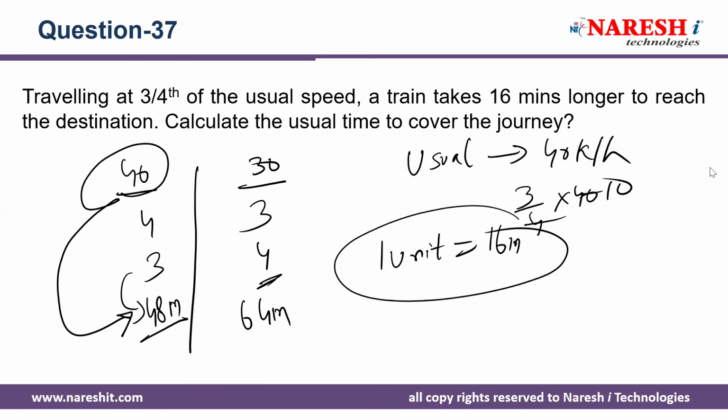Guys, 4 and 3 is the ratio. Already explained in the previous method. How did you find the time? If 1 unit is 16, then what will be 3 units? 3 into 16, 48. 4 into 16, 64. This 1 unit is the difference between these 3 and 4 values. So if 1 unit is 16, 4 units will become 4 into 16, 64. 3 units will become 3 into 16, 48.